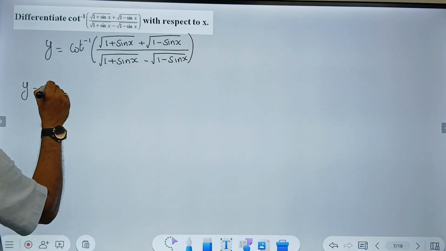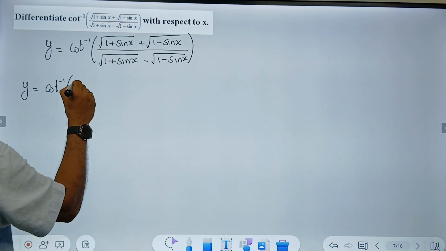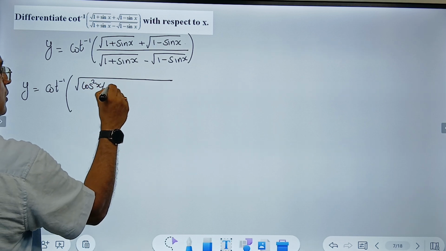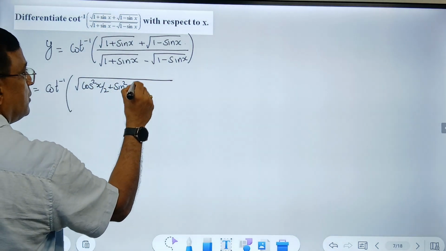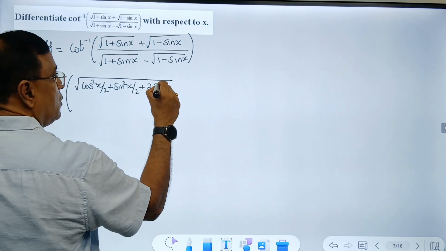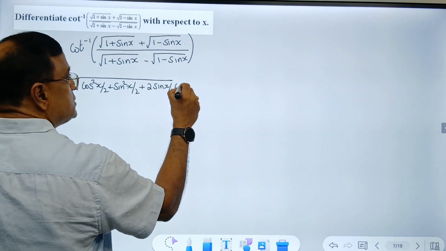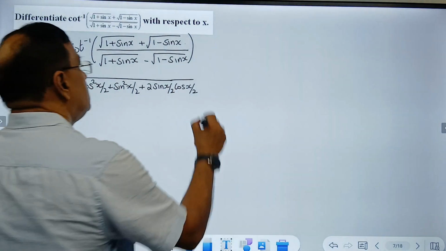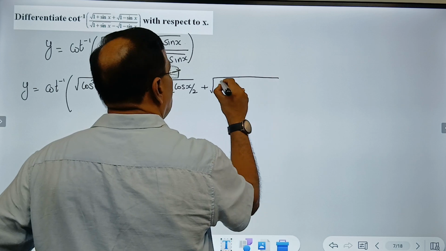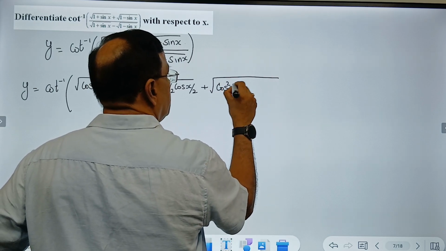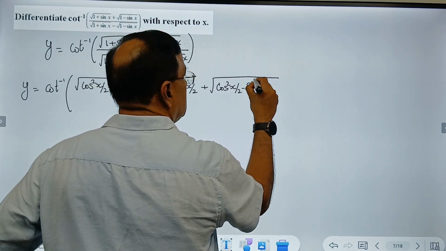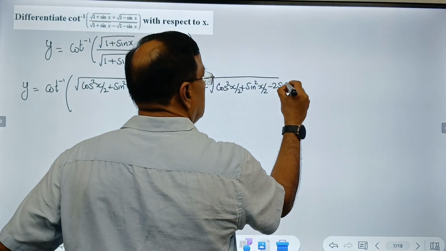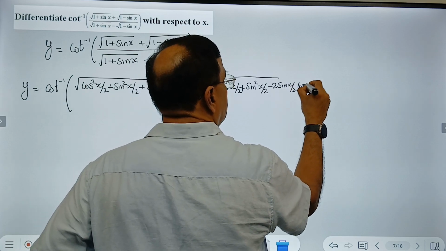So what I will do here is, there are different ways to do. I prefer to do this method. I write 1 as cos square x by 2 plus sin square x by 2. So my sin x can be written as 2 sin x by 2 cos x by 2. I am using sin 2a formula. Now similarly, this is 1 as cos square x by 2 plus sin square x by 2, and this is minus 2 sin x by 2 cos x by 2.